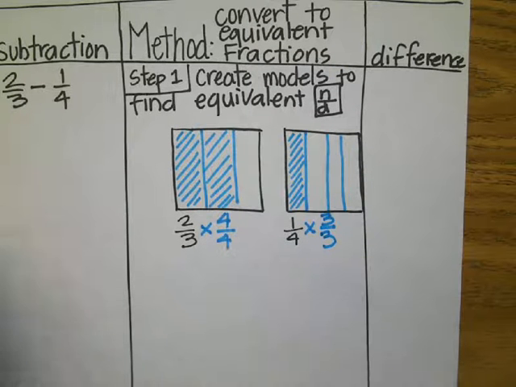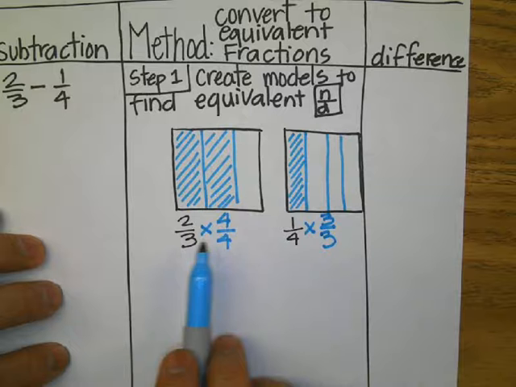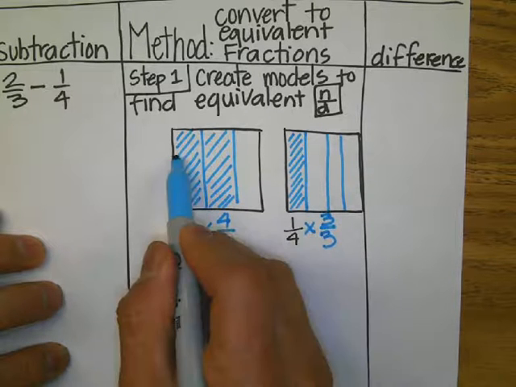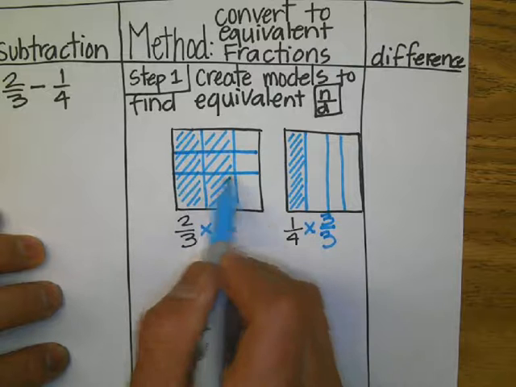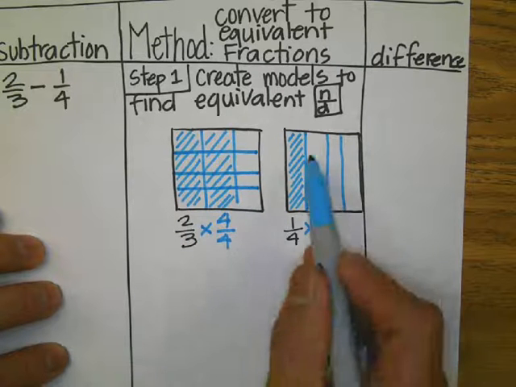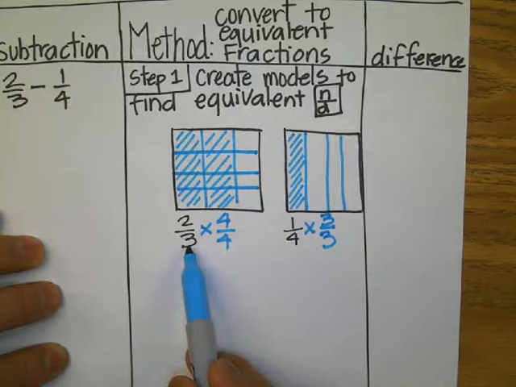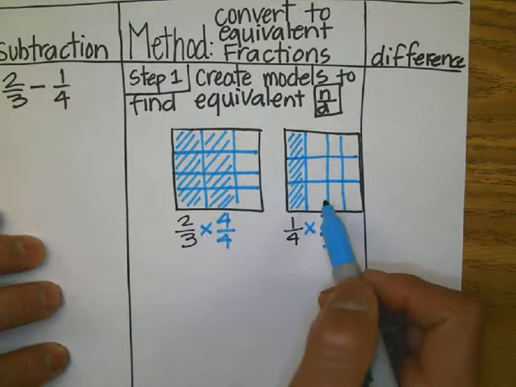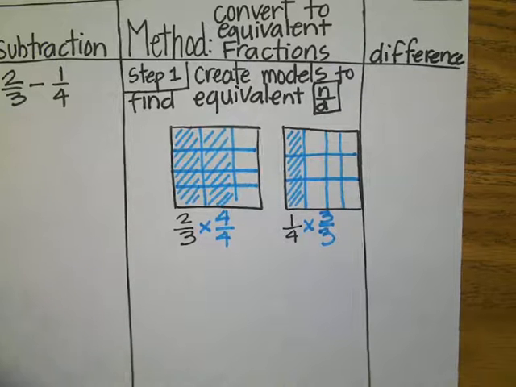Now let's do it on our picture. If this has 3 parts, and that one 4, then we have to make this one 4 parts. 4 more parts. 1, 2, 3. So we've got to do the same thing over here. Now we have to divide it into 3 more parts. 3 more times. 1, 2, and 3. So now we found our equivalent fractions, my friends.